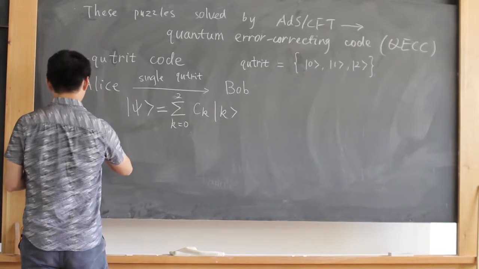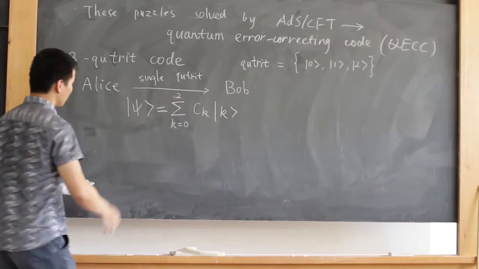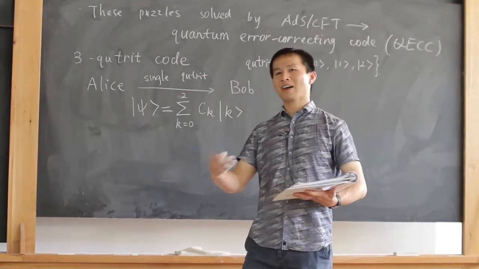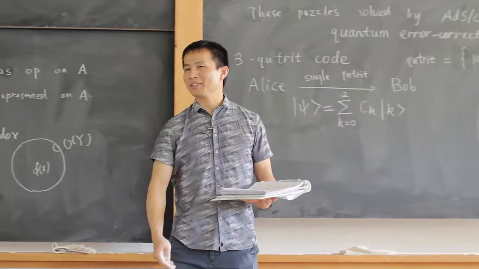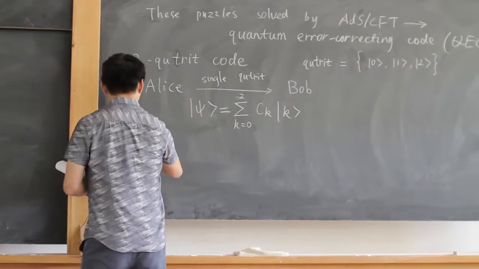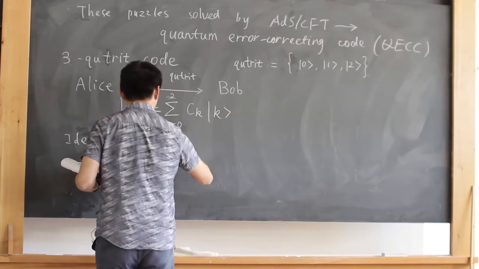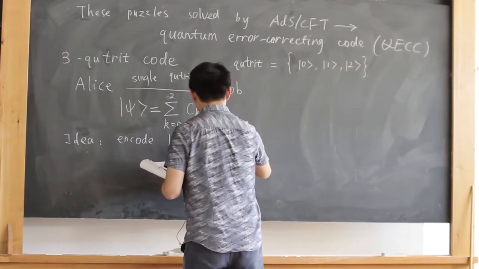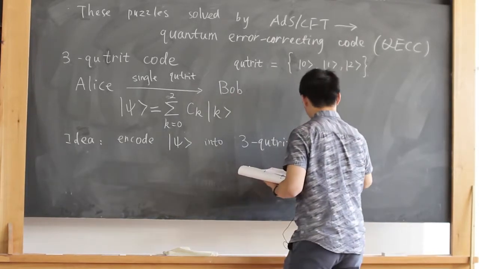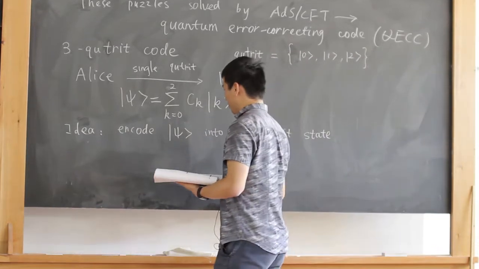Still, we want to be able to send the information reliably, accounting for the fact that sending something by mail is never reliable and can get lost or corrupted. So the idea is to encode the state into a 3-qutrit state. So instead of sending 1 qutrit, Alice is going to send 3 qutrits instead.